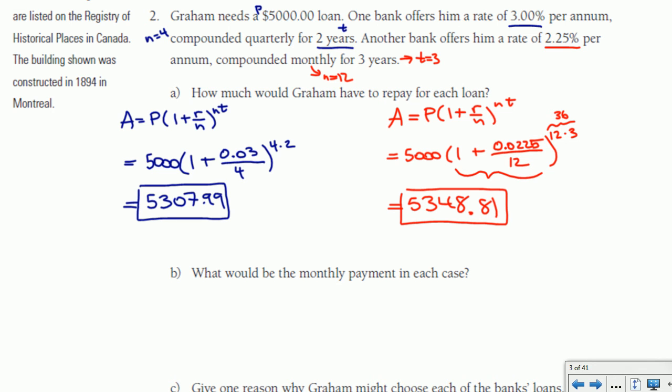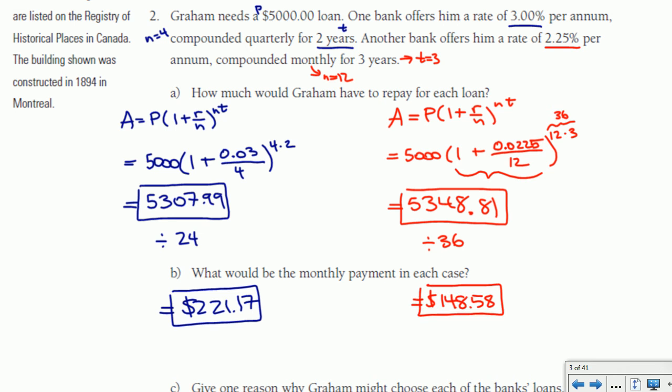Next, we need to calculate the monthly payments. So with the first bank, we're going over 2 years. There's 12 months in a year, so 24 months total. If we divide the amount to be repaid by 24 months, we get a monthly payment of $221.17. The loan from the second bank is over a period of 3 years, and 12 months per year for 3 years gives a total of 36 months. So if we divide the amount to be repaid by 36, we get $148.58.